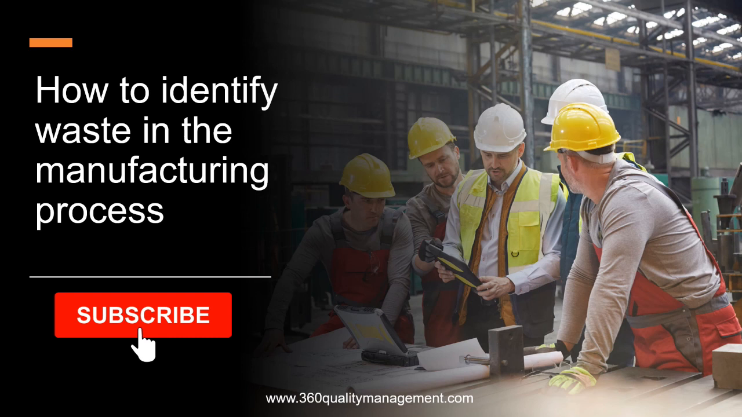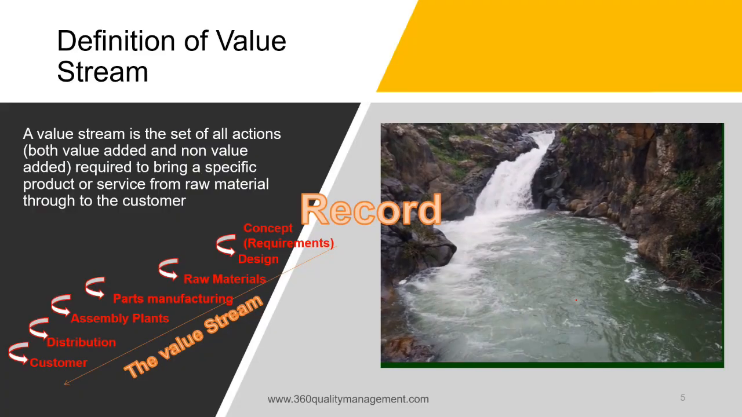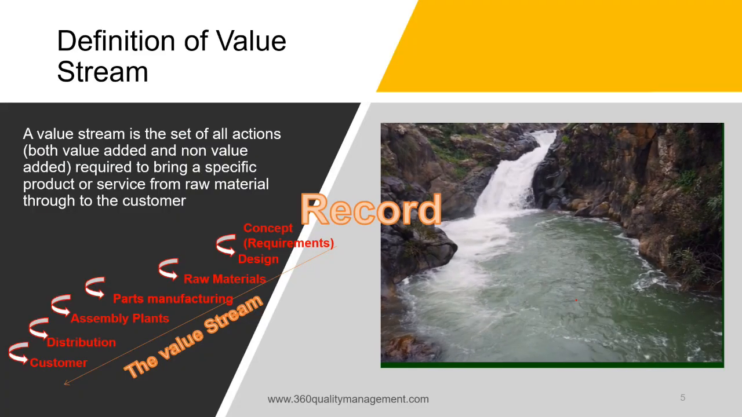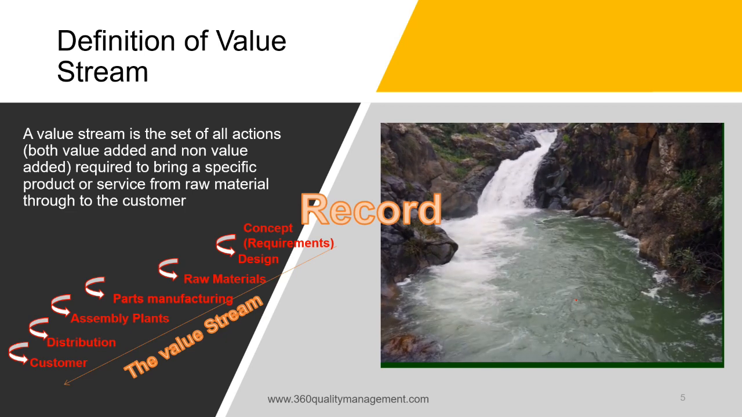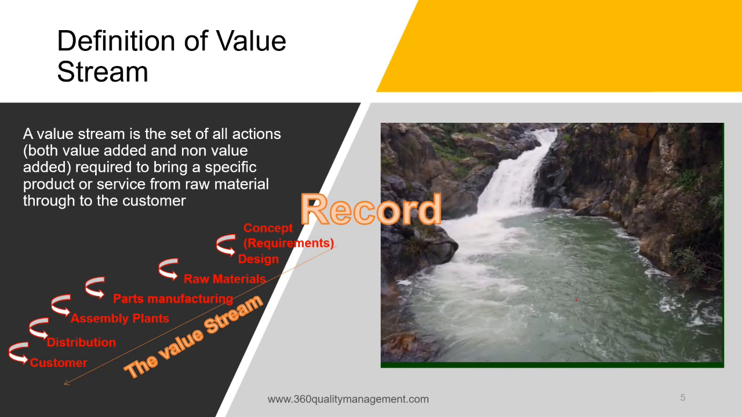By the end of this video, you will be able to recognize the 7 wastes in your manufacturing process, which is a first step towards process improvement and bringing value to the customers. In order to understand waste from a lean perspective, we will need to know what the value stream is.